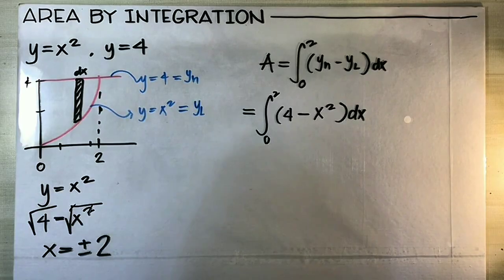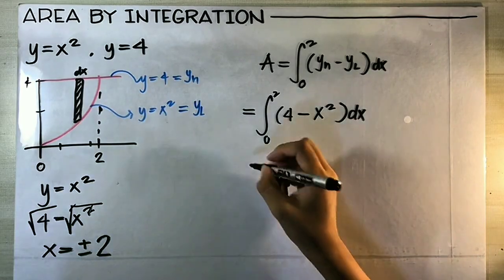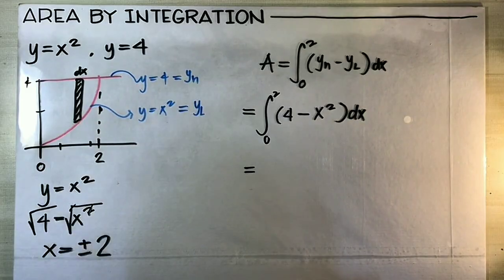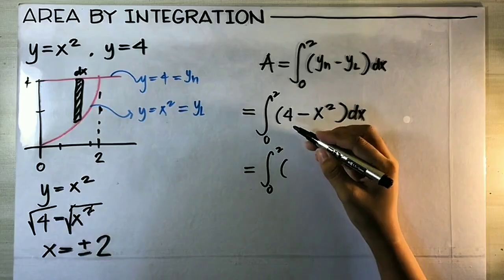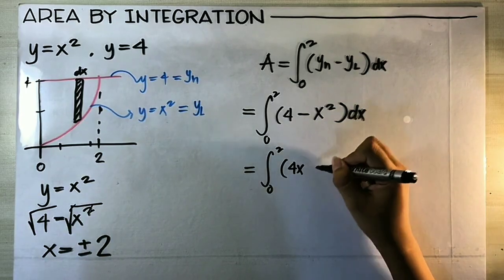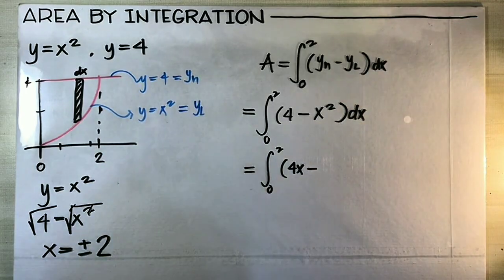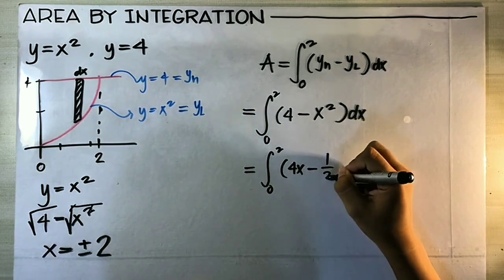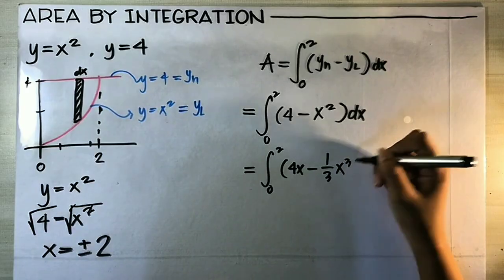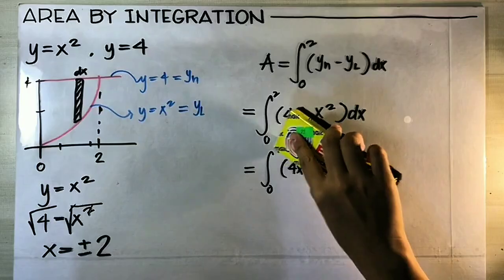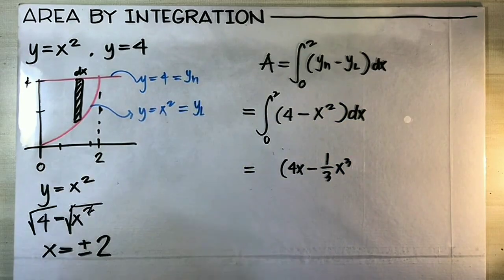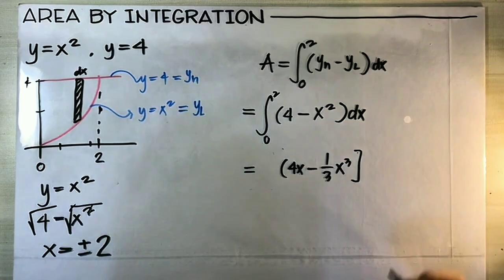And now we are going to integrate. So the integral from 0 to 2. So what is the integral of 4? It's 4x, right? Minus the integral of x squared, which is, by the power formula, 1/3 times x cubed. Oh no, it should be evaluated with the limits from 0 to 2.